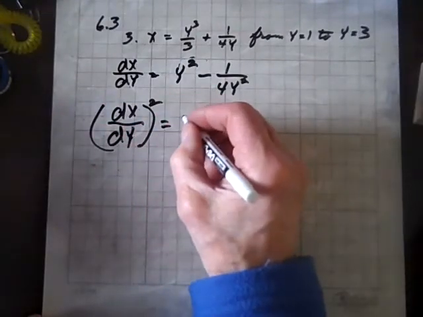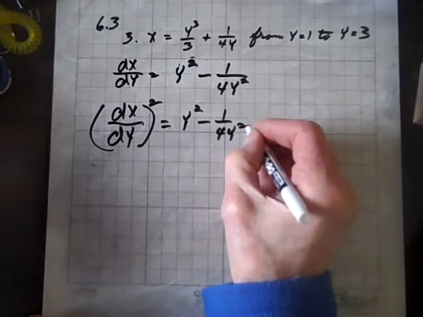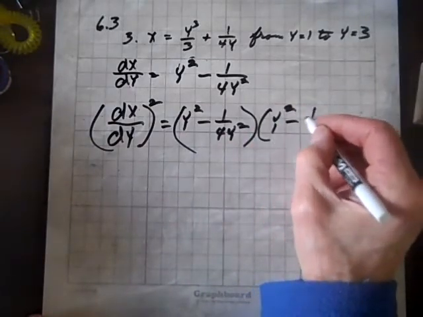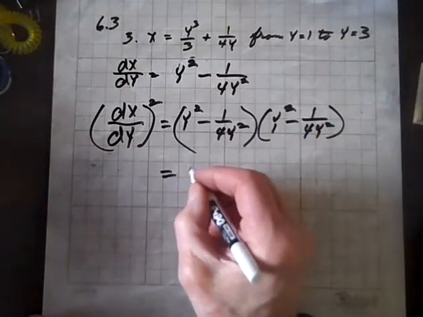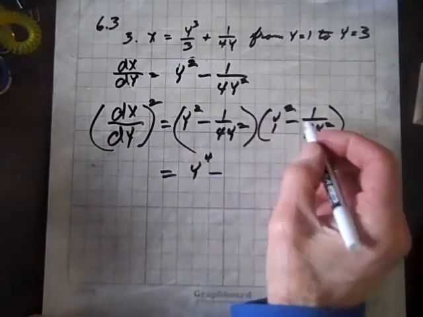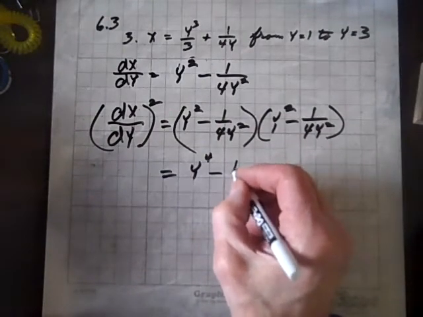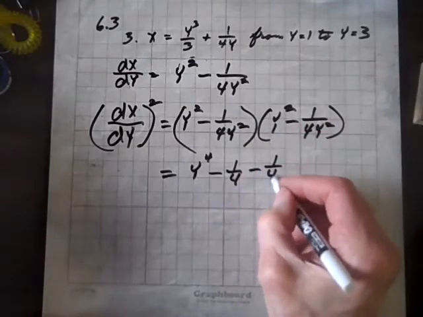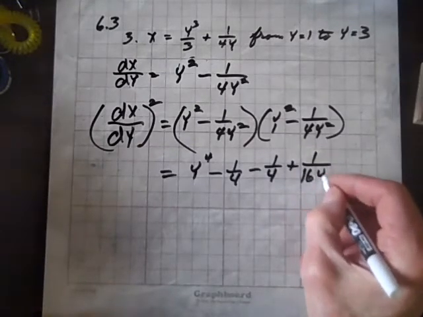And that's going to be (y squared minus 1 over 4y squared) times (y squared minus 1 over 4y squared). And when you square that out, you'll get y to the 4th minus y squared times 4 over y squared. The y squareds divide out, and we get minus 1/4, and we do it again and get another minus 1/4, and plus 1 over 16y to the 4th.